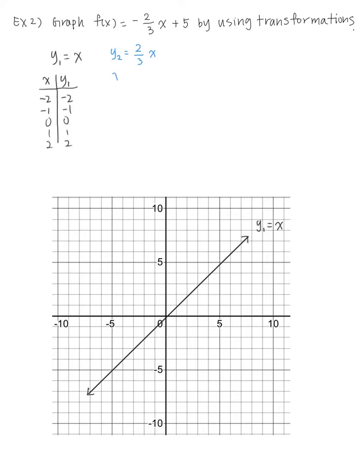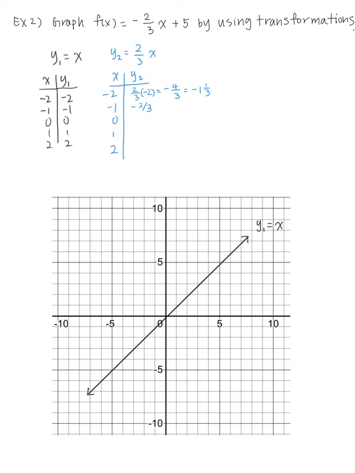All right, so let me just do this, x and then y2. Let's just keep the same x values, right? And then your y value is going to change. So when x is negative 2, your y2 is going to become 2/3 times negative 2. So this becomes negative 4/3, which is the same thing as, what is that, negative 1 and 1/3. And then when x is negative 1, your y is going to become negative 2/3.